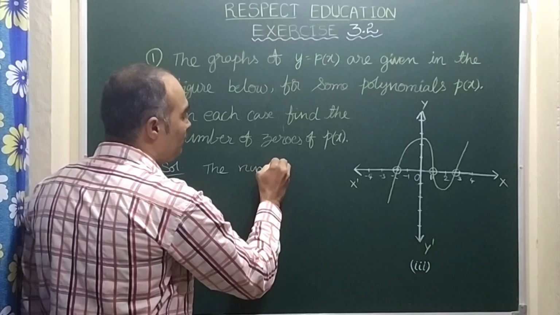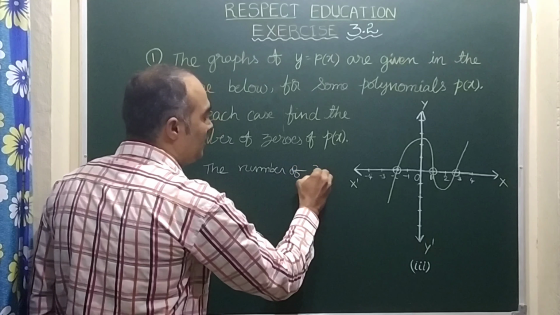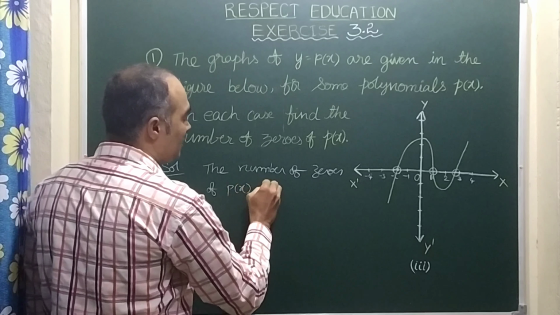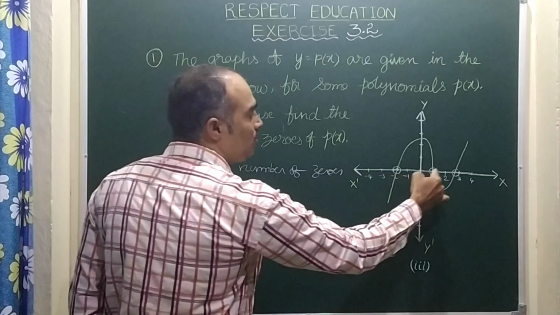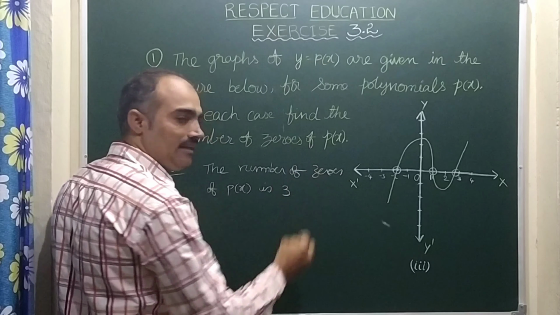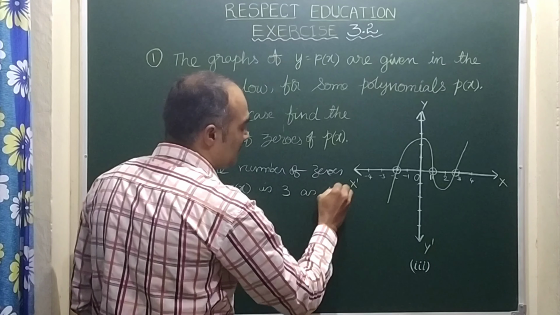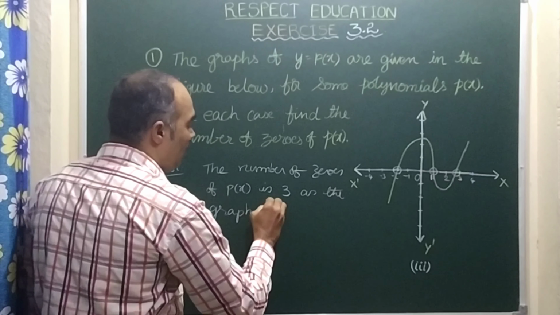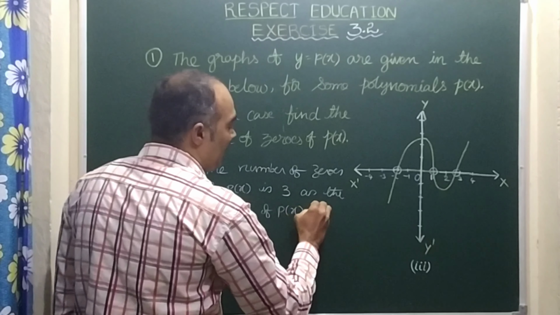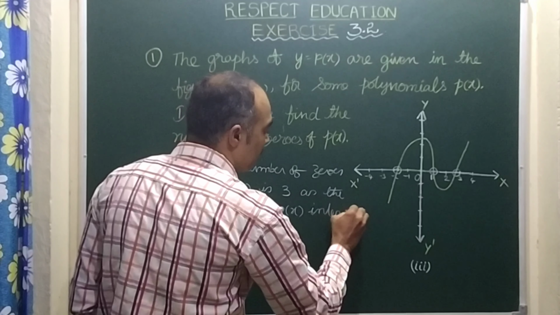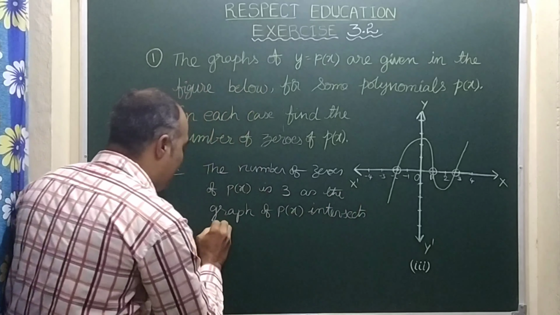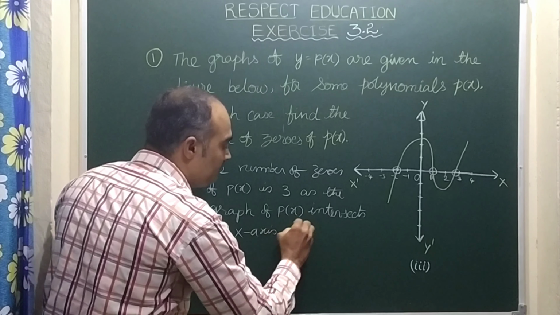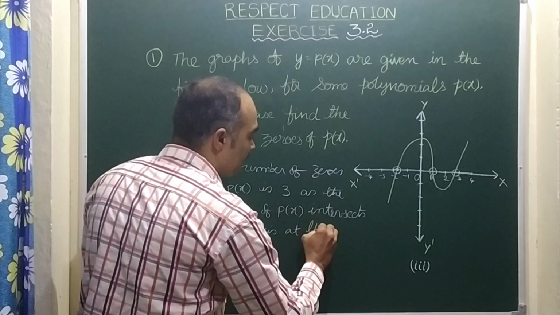The number of zeros of p of x is 1, 2, 3, that is 3, as the graph of p of x intersects the x-axis at 3 points.